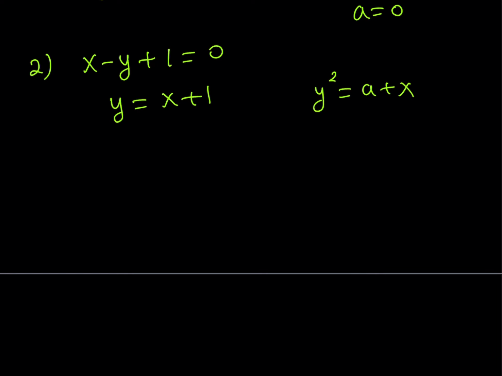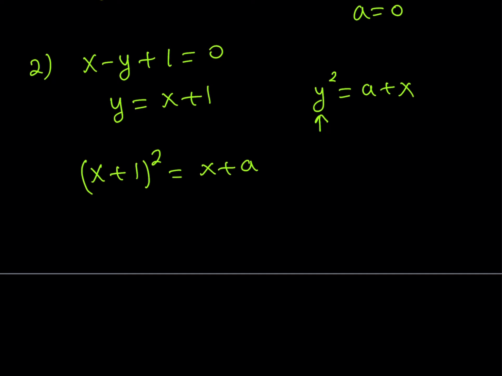So if you go ahead and replace y with x plus 1 here, then you should be getting x plus 1 squared is equal to x plus a. So this basically gives you a quadratic equation, obviously, right? But you got to remember something. X is greater or equal to 0, and y is greater or equal to 0, so on and so forth. So we have those conditions in place.